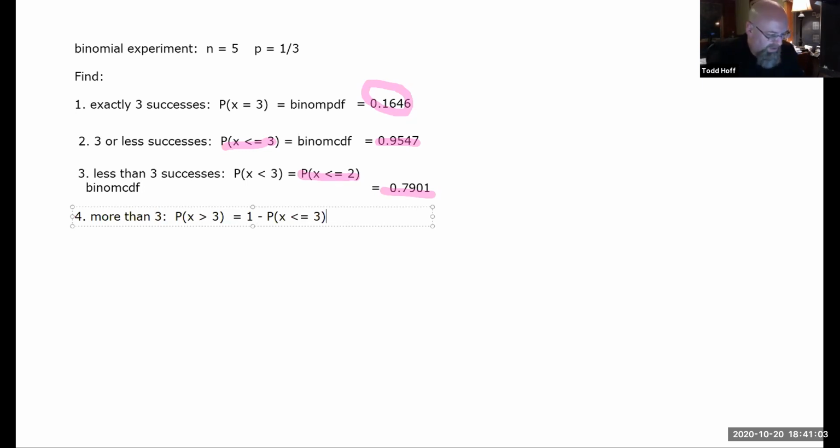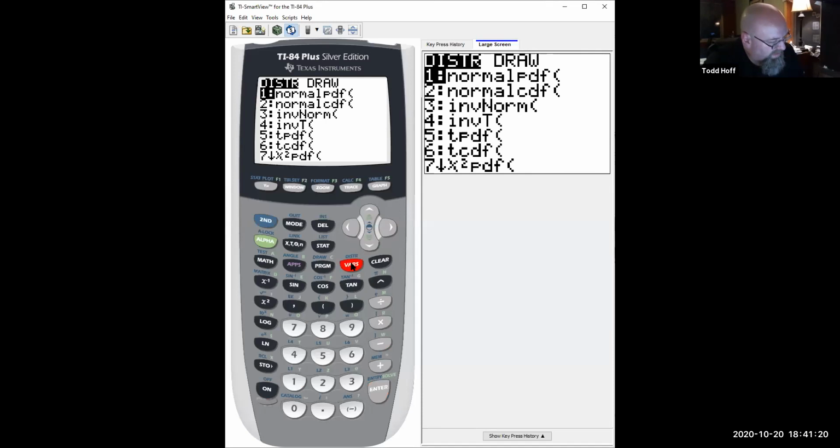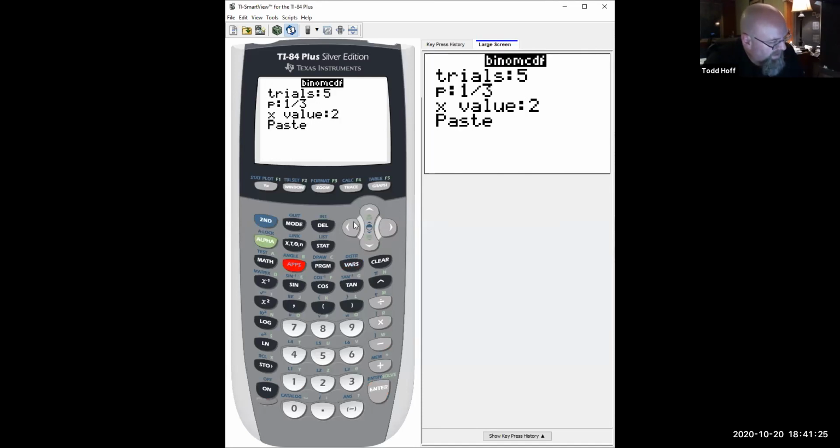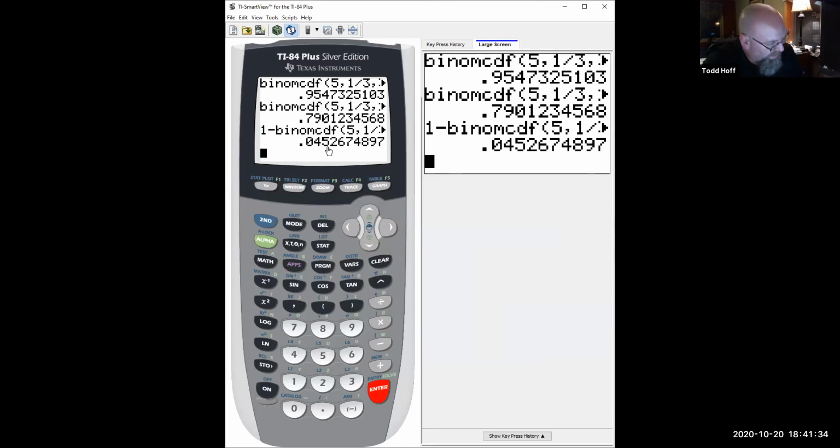So again, this is a binomial CDF. But before we punch it in the calculator, we do 1 minus, and then we do second distribution. Still binomial CDF, so alpha B. 5 trials. Now we're taking out 3 or less, so I'll put the 3 in there again. And I get 0.0453.